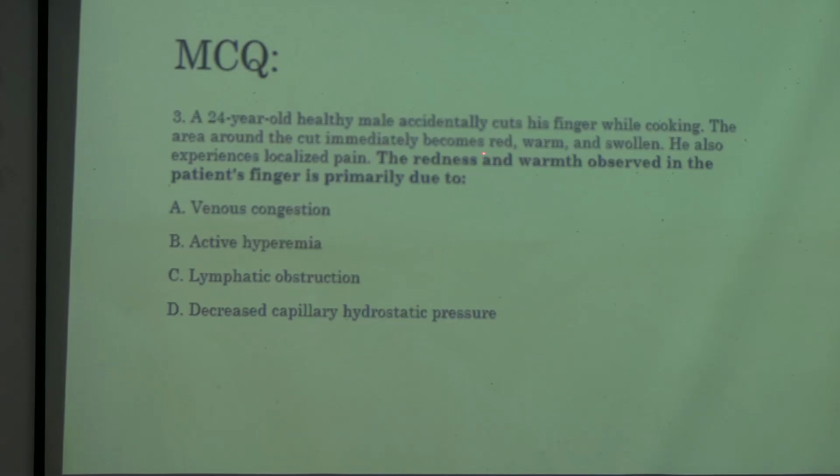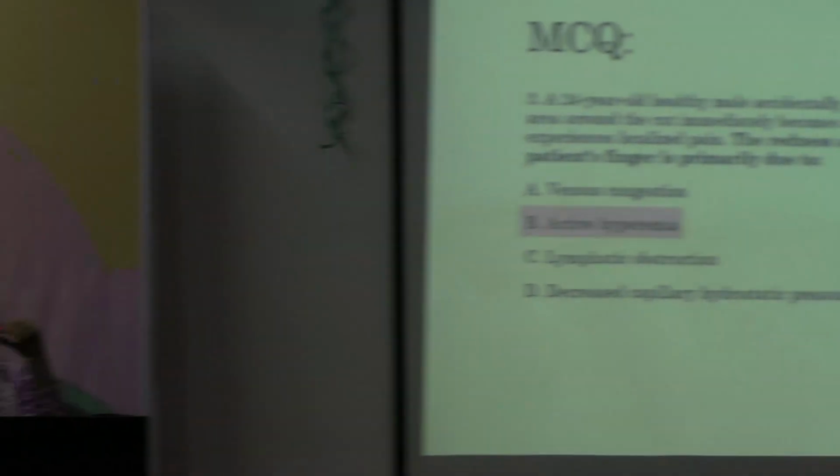Okay. Next is a 24-year-old healthy male who accidentally cuts his finger while cooking. The area around the cut immediately becomes red and warm. This redness and warmth is observed primarily due to... Are these questions too difficult? They're just concept based. This is how you will get it in your entrance. Now, can anybody explain this to me? So, this cut is basically a stimulus which causes redness, warmth, swelling. What are the signs of inflammation? What happens in inflammation? Hyperemia.